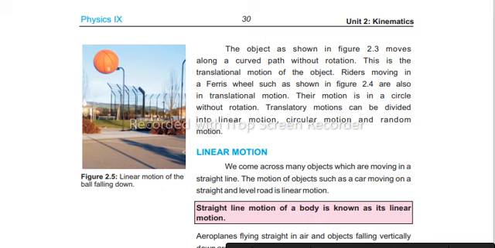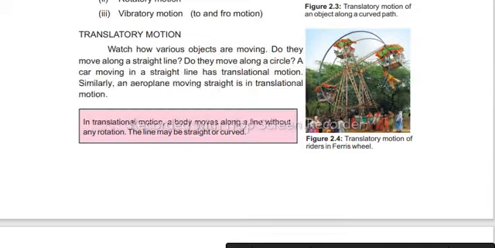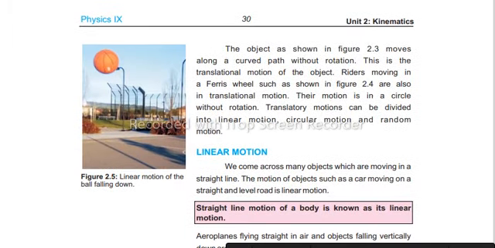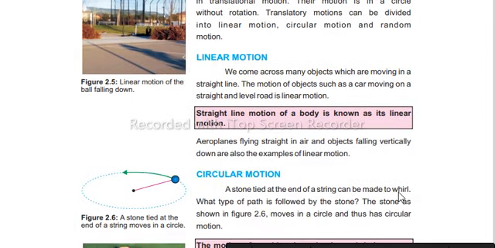A rider moves in the Ferris wheel, which is shown in figure 2.4. This is a motion in a curved path. Their motion is circular without rotation. Translatory motion can be divided into linear motion, circular motion, and random motion. Now first of all we have to discuss the linear motion.